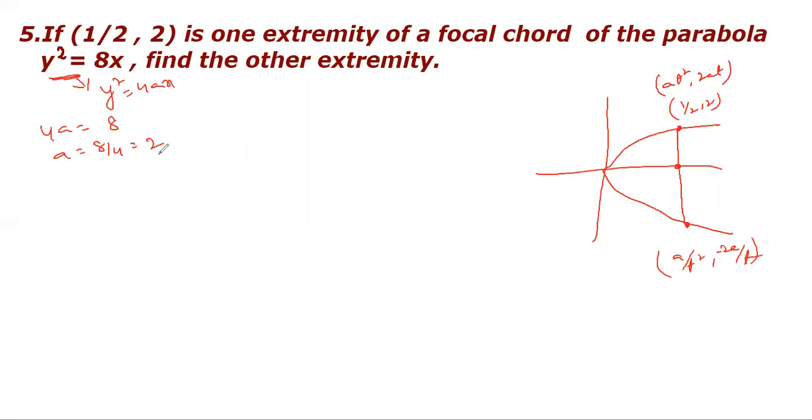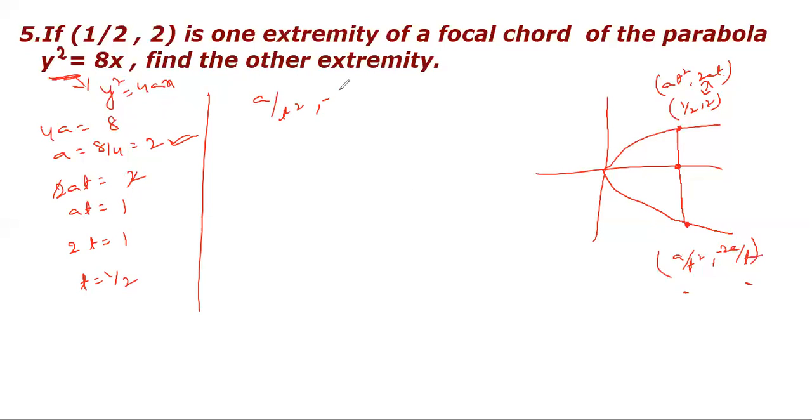Here a equals 2. When I compare these two, 2at equals 2, where the 2 gets cancelled, at equals 1. And just now we got a equals 2. So 2t equals 1, t equals 1 by 2. After getting the t value, we have to substitute it in this. T square is a number, t is 1 by 2.